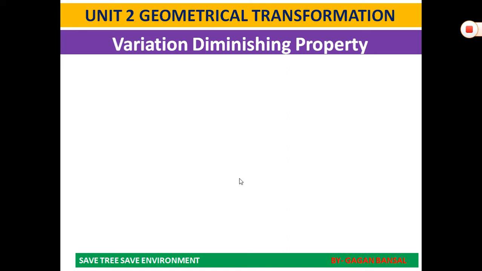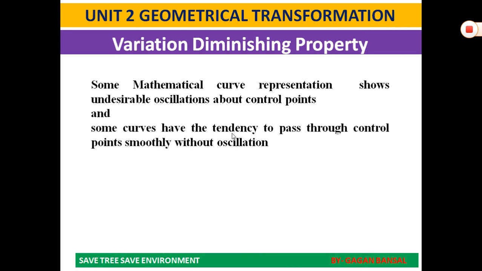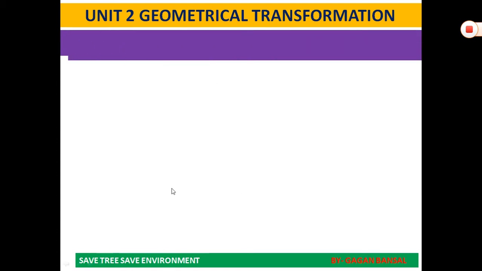Next is the variation diminishing property. Some mathematical curve representations show undesirable oscillations about control points. What does it mean? Some curves have the tendency to pass through control points smoothly without oscillation. Such curves with minimum oscillation about control points are said to bear the variation diminishing property. Let's demonstrate this also. This I'll be demonstrating at the last.